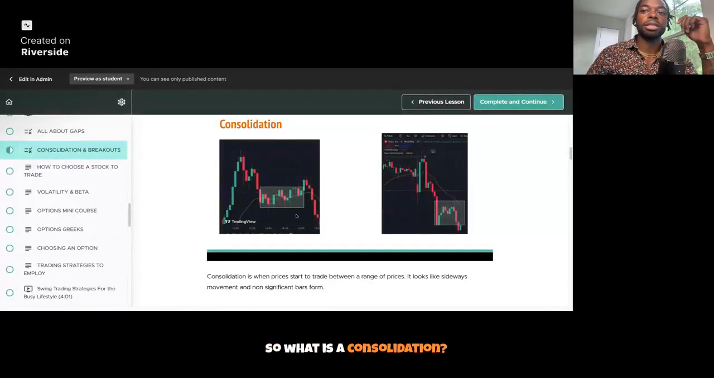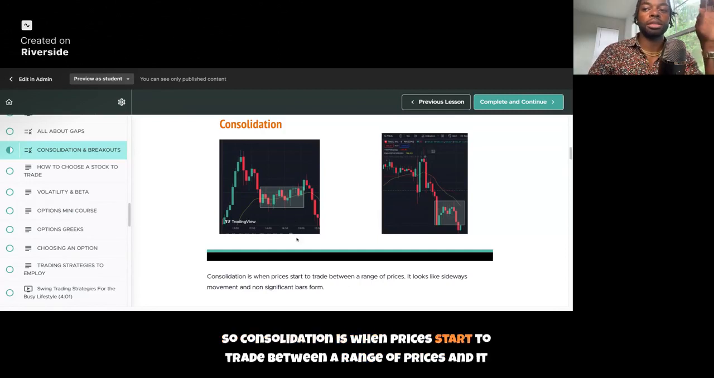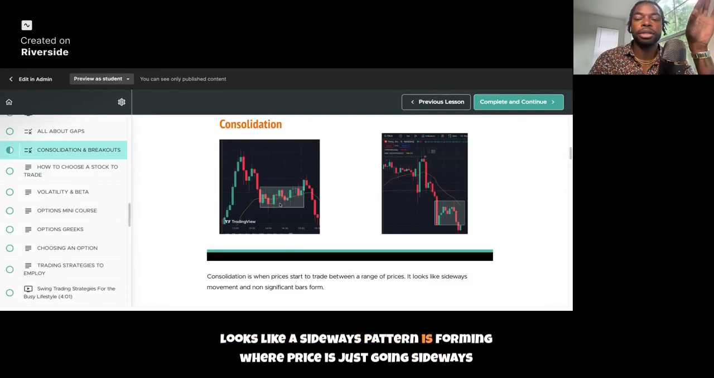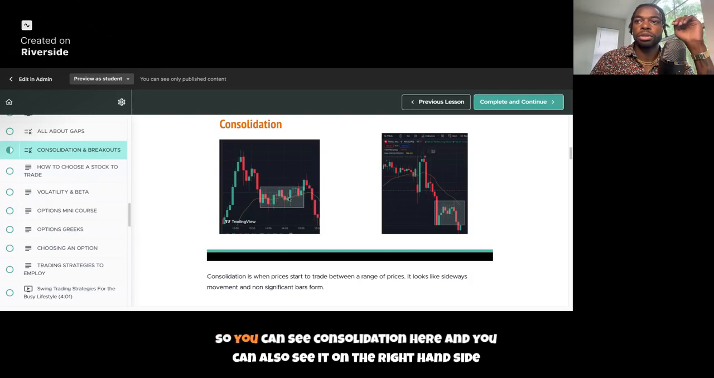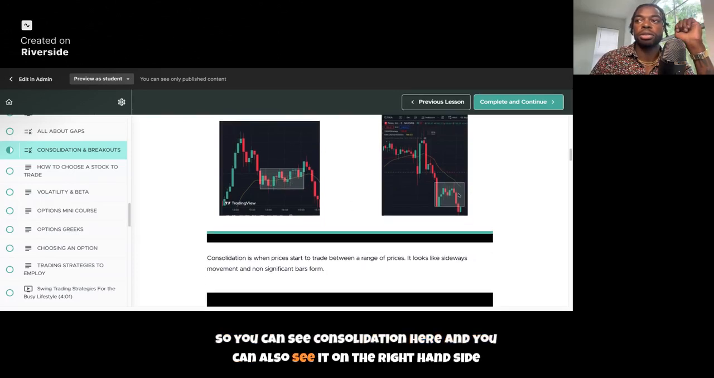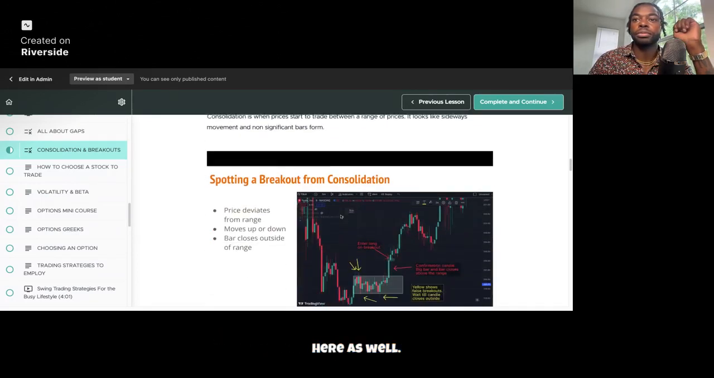So what is a consolidation? Consolidation is when prices start to trade between a range of prices, and it looks like a sideways pattern is forming where price is just going sideways, basically. So you can see consolidation here, and you can also see it on the right hand side here as well.